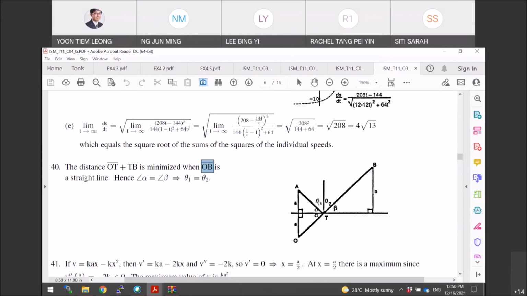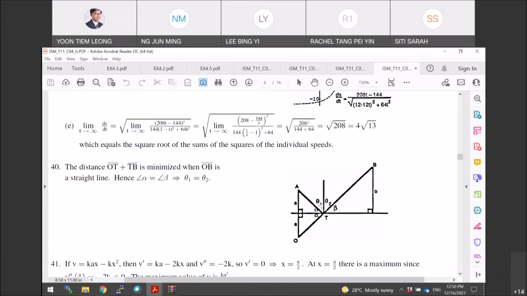So you can express the angle theta in terms of alpha. Alpha is just a complement to theta 1, so alpha is just 90 degrees minus theta 1. You can imagine alpha is just a proxy to theta 1. Similarly, you have beta, which is just a complement to theta 2.